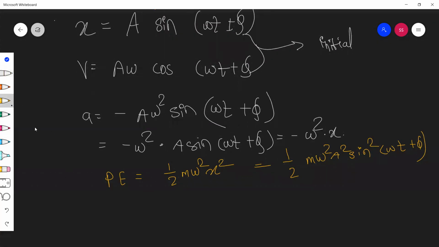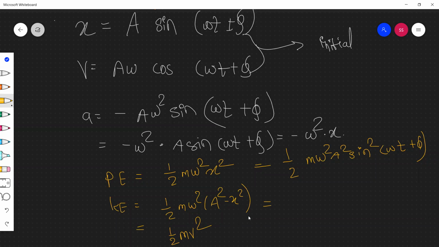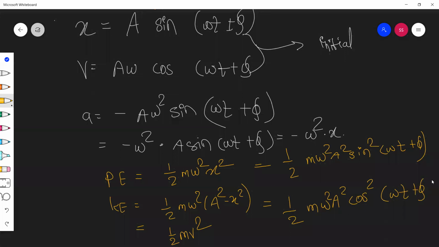Kinetic energy is given by, kinetic energy is equal to half m omega square into a square minus x square. Once again you need to put it in the same way and you will be able to see that, or else it can also be written as half mv square, and you will be able to see that kinetic energy is of the form half m omega square a square times cos square (omega t plus phi).